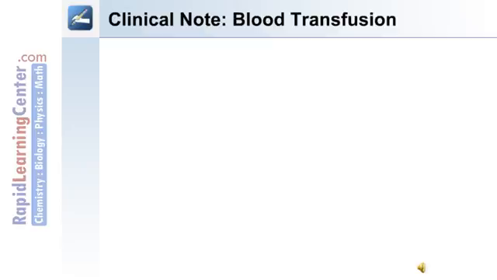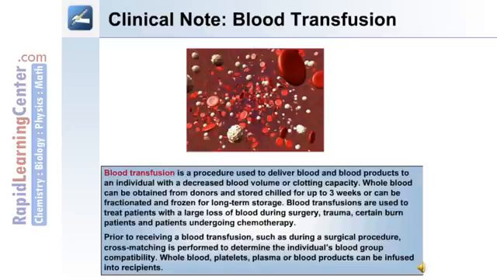The following is a clinical note on blood transfusion. Blood transfusion is a procedure used to deliver blood and blood products to an individual with a decreased blood volume or a decreased clotting capacity. Whole blood can be obtained from donors and stored chilled for up to 3 weeks, or for long-term storage it can be fractionated and frozen.